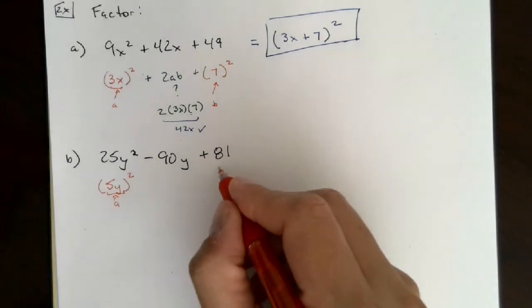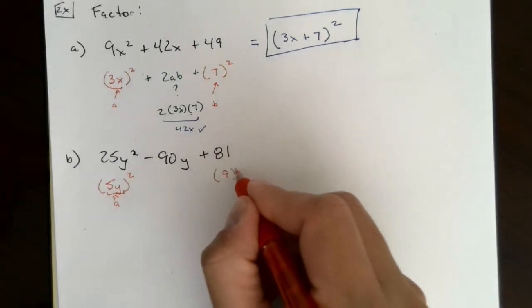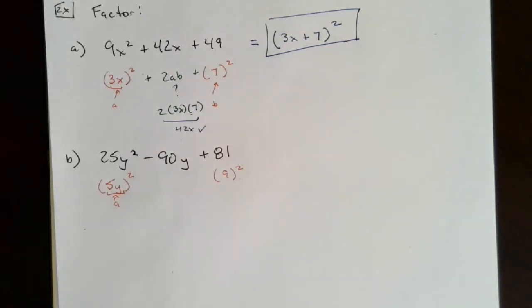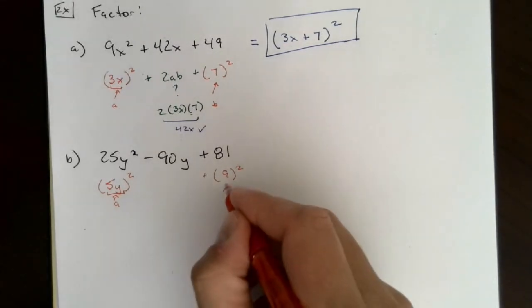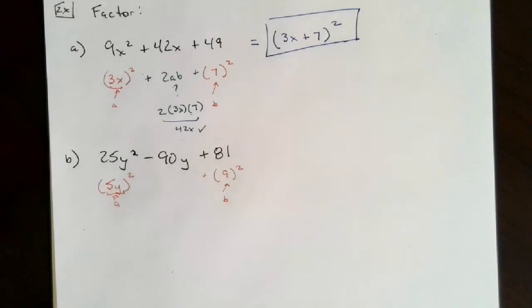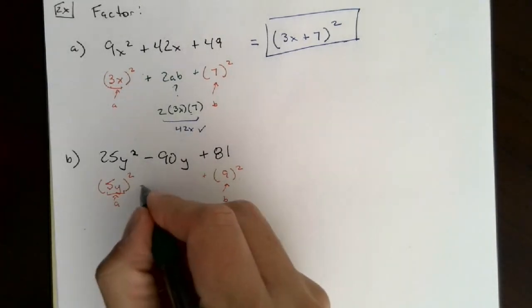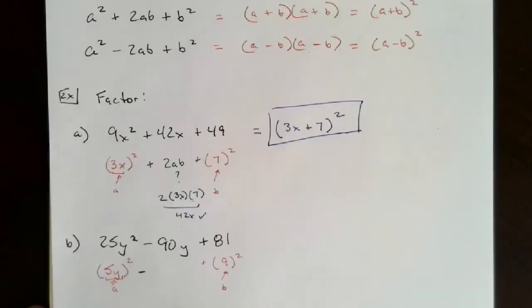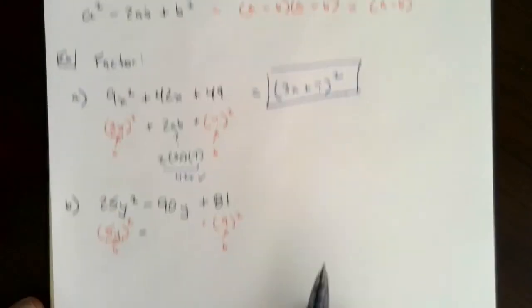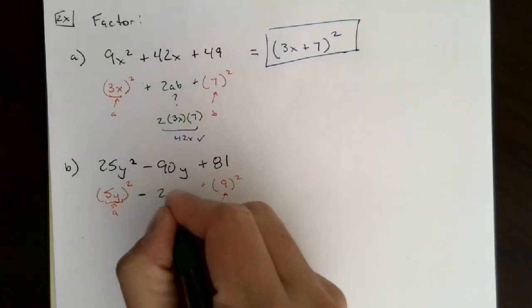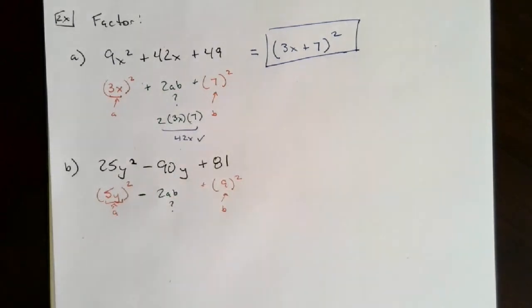And then 81, is that a perfect square? Well, yeah, that's 9 squared, right? So we know that this is a perfect square, and b would be 9. So now we're just checking. We want to check, does this middle, it's a minus, so that stays minus. So we know if we're using a formula from above, it'd be the second one, because there's a minus there. Is this 2ab? That's the question you have to ask yourself.